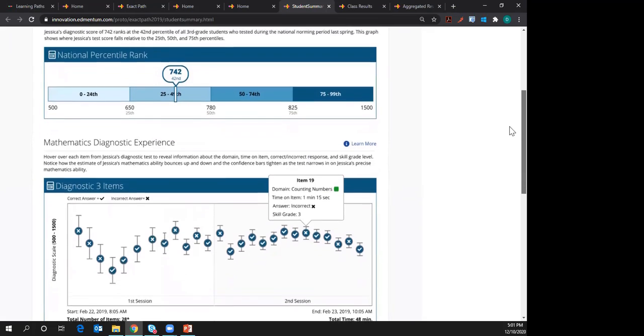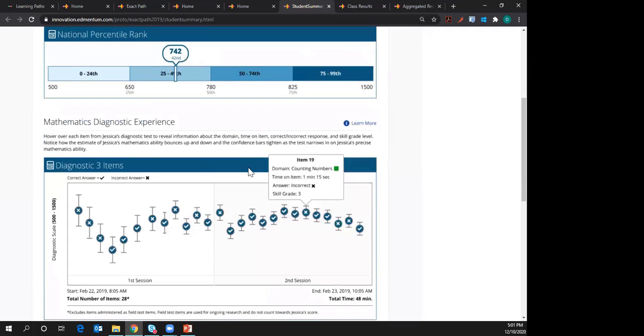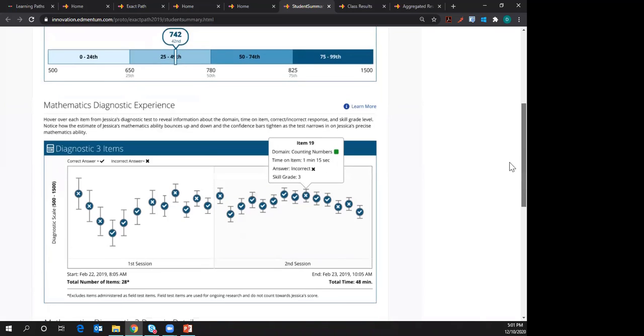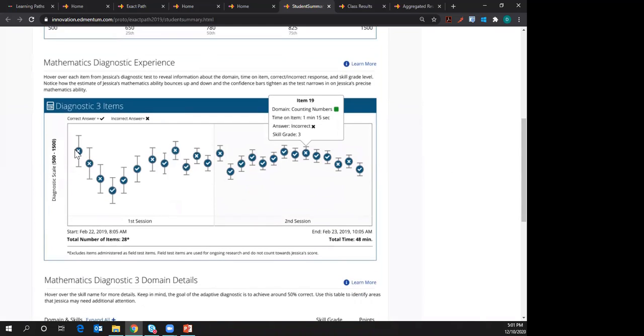We're looking at diagnostic 3. So this is actually the diagnostic experience. I can see how those questions were answered, or at least if the student got them right or wrong, and how that affected their placement. So let's take a look at this. The first question was answered incorrectly. So was the second and the third. The fourth question was answered correctly, and then a few more after that.